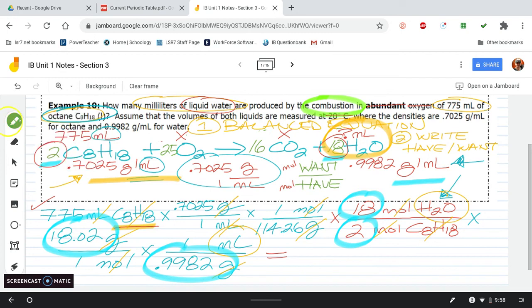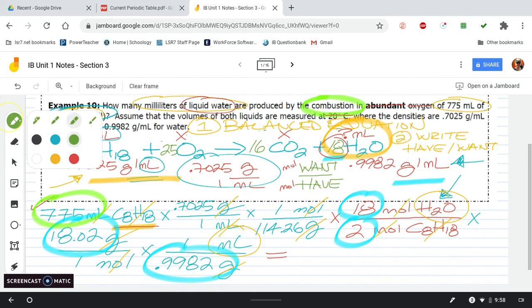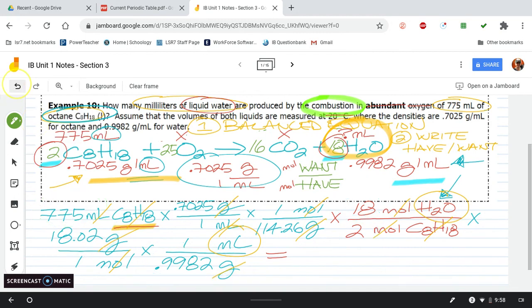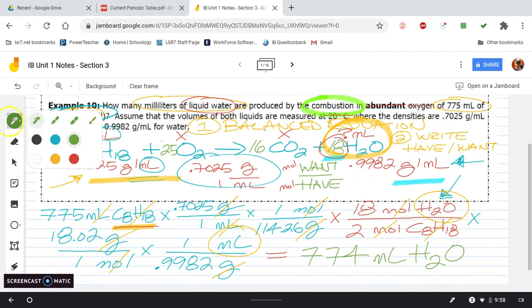And you do all of that work. You're like, man, that's a lot of work. And then look at how the answer turns out. 3 sig figs here. So we're going to want our answer to have 3 sig figs. So our final answer is going to be 774 milliliters of water. So we do all that work, and we end up there.